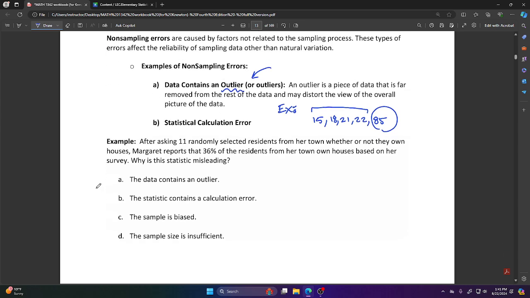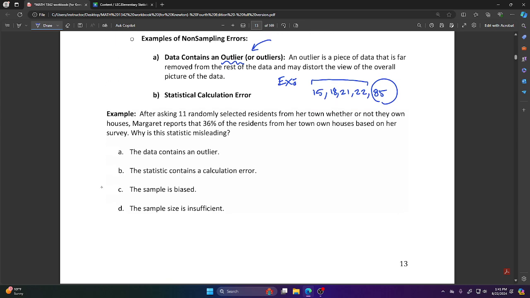So, after asking 11 people, residents in her town, whether or not they own houses, she found that 36% of residents in her town own houses based on the survey. Why is it misleading? Now, I keep saying her town because sometimes they'll do like state and then town or something weird. So they're saying that this is misleading right now. Is there an option where it's like, no, this is fine? I don't see an option for that, right?